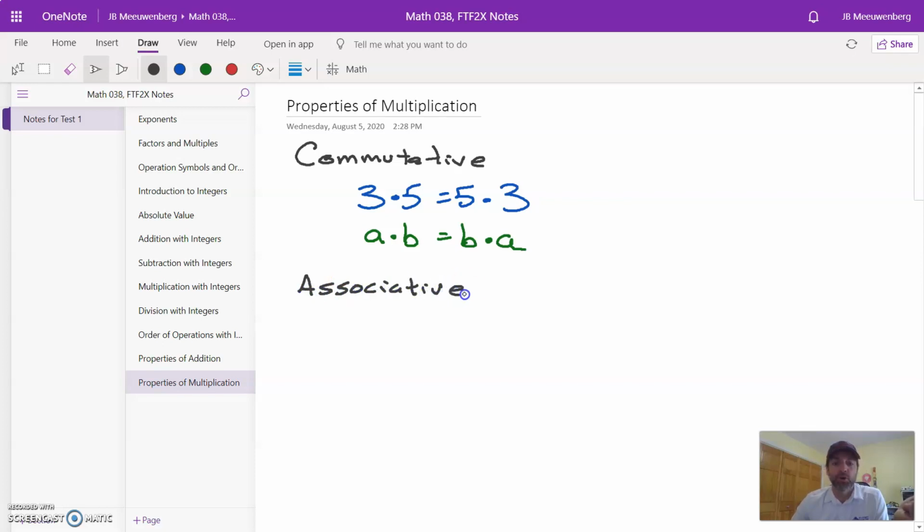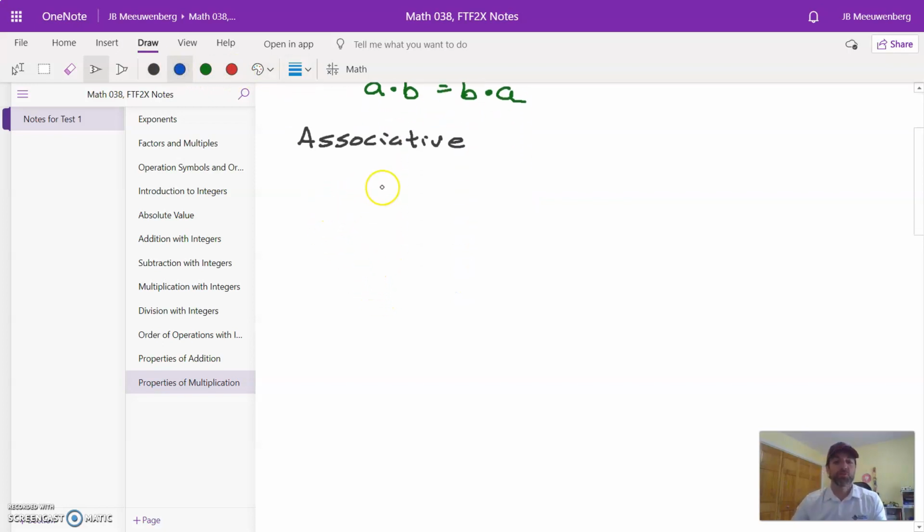The second property of multiplication that should sound familiar is associative. And remember, we talked about who do you want to associate with? And so we pick 3 numbers. Let's go with 3 times 4 times 5. This is a better one.